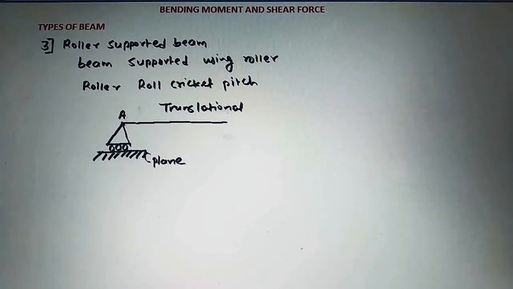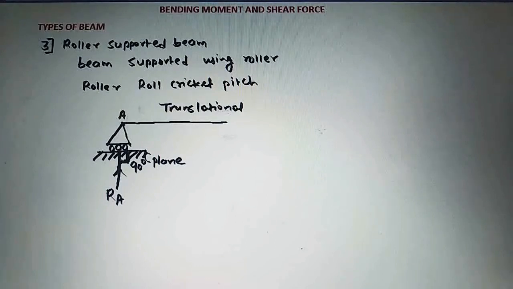So the reaction which is acting on this plane of roller support should be the vertical reaction here, and this reaction will be perpendicular to the plane of the roller support. Perpendicular means it will have a 90-degree angle with respect to this plane of roller support, and we are considering this reaction as RA.